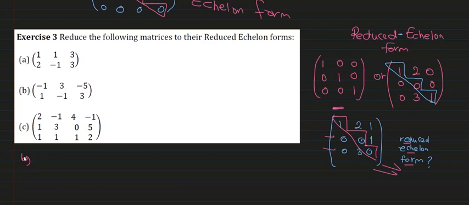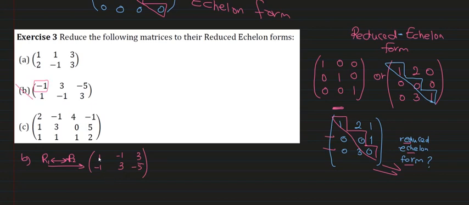So in part B here, we need the first element to be 1. Right? So let's simply exchange row 1 with row 2. And here we will have 1, negative 1, 3. And row 2, which is negative 1, 3, negative 5. I interchanged now the two rows.